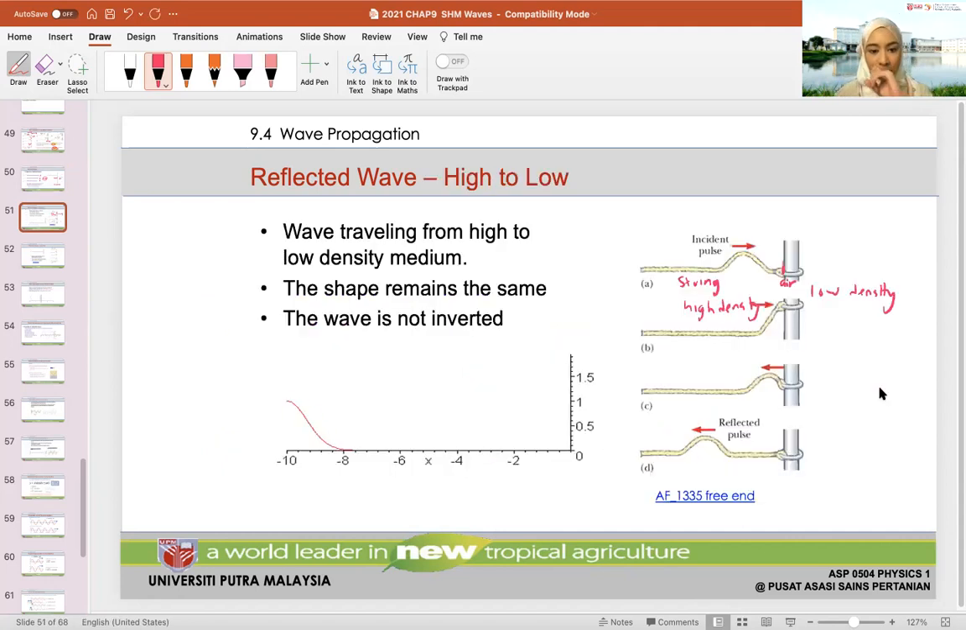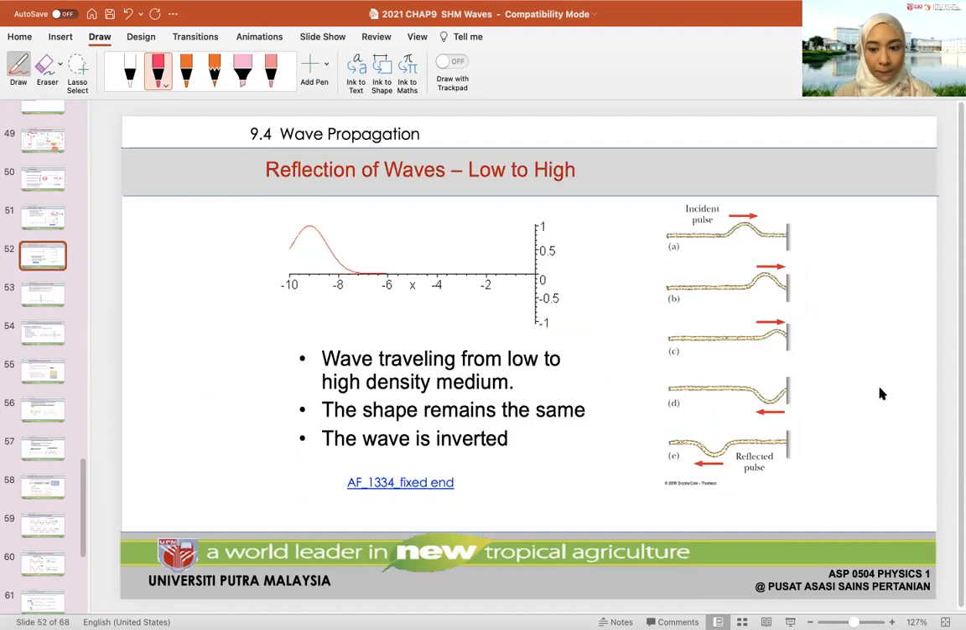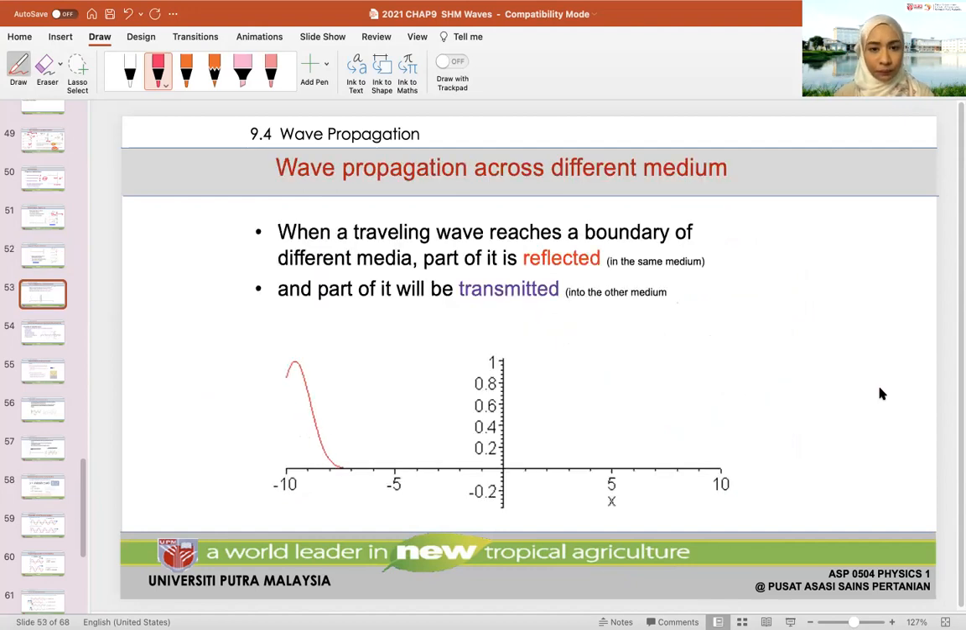Okay, next. We already talked about this one. This one as well. Okay, so just now we talked about reflection of a wave when it encounters a boundary. One was a fixed position ataupun low to high density, and one was non-fixed position, which is from high density to low density, right? Sebab the non-fixed tu, dia basically is air. So air is low density. Now what happens when wave propagates across different medium? Just now it was reflection. Now we're talking about transmission of the wave.